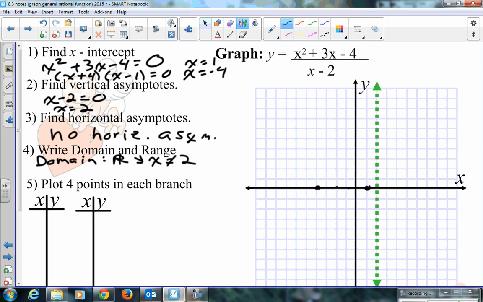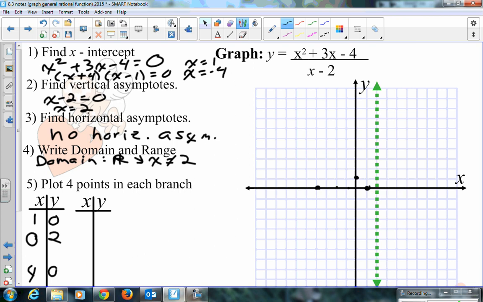So let's start at 1. Let's do 0, and let's do 4. And we'll look at those three and see if we need to do another one. When x is 1, I've got 1 plus 3 is 4 minus 4, that's 0. We already knew that. When x is 4, that's also 0. When x is 0, I get -4 over -2, so that's going to be 2. So I've got the point (0, 2). So that's going up.